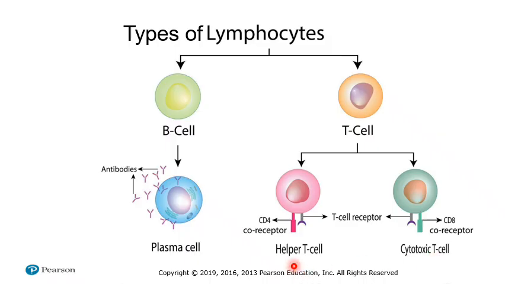The job of the helper and the cytotoxic or killer T cell is as important as the job of the B lymphocyte, which produces antibodies. They're all very important cells to the adaptive immunity, but they have different functions.